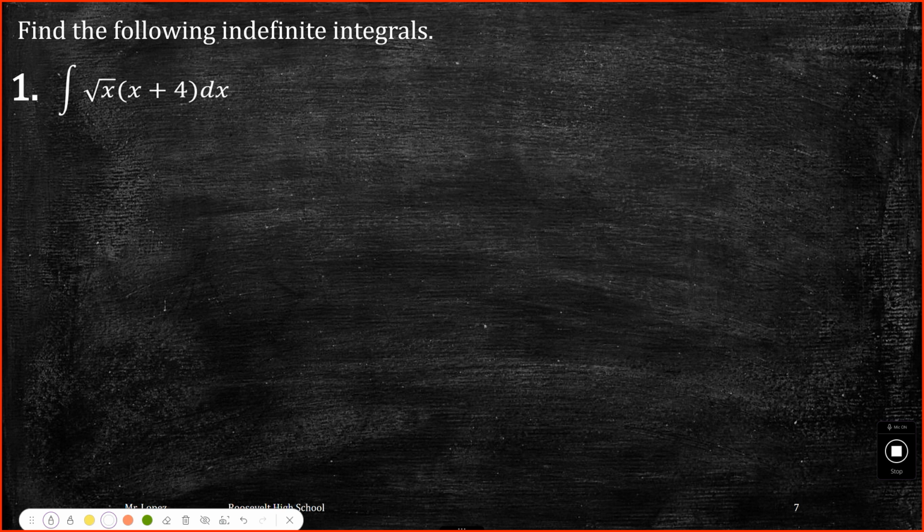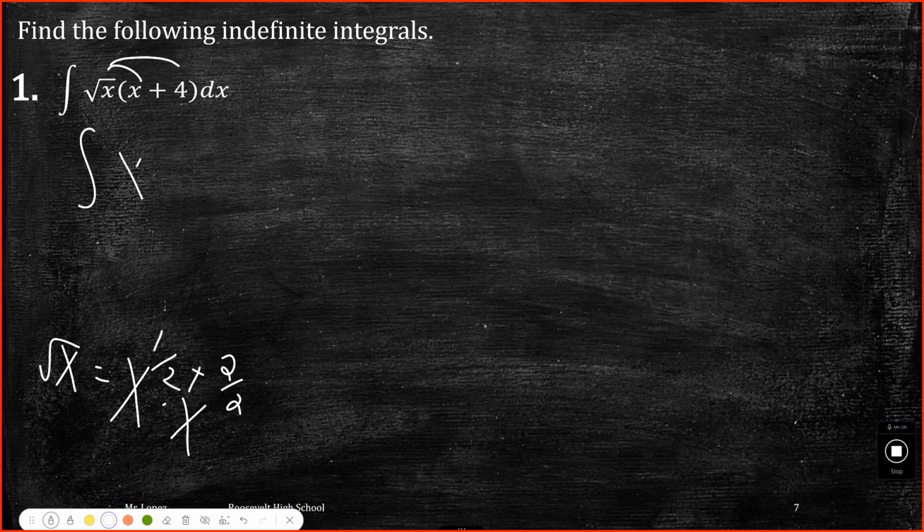Okay, so how can we do this? If you're strong at algebra, then you can manipulate this a little bit. Just multiply it in. So that would be square root of x. You need to quickly know that square root of x is x to the 1/2, and then you multiply it times x, so powers are added. So what is that? 3/2. You need to be able to do this quickly. x to the 3/2 plus 4 times x to the 1/2 dx.